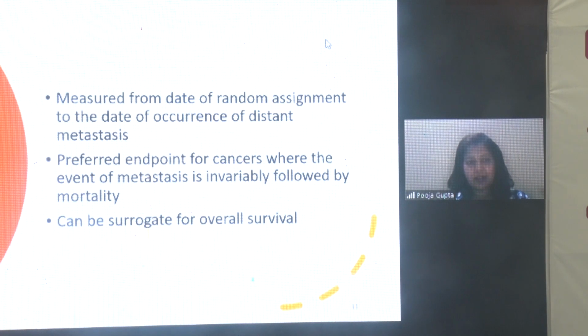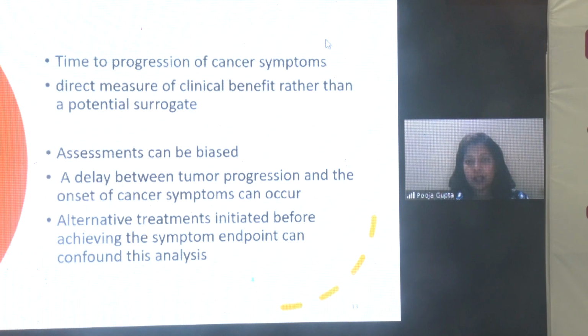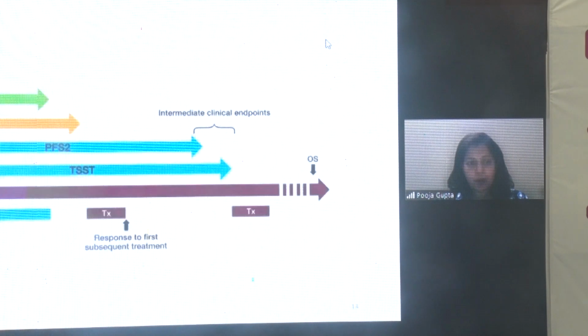Then there are several other endpoints like time to distant metastasis, time to first subsequent therapy, time to next therapy, and so on, which are being explored, but all of these are more likely to be secondary endpoints rather than the primary endpoint. Then we also have endpoints involving symptom assessment. These are not very frequently preferred, but based on the time to progression of a cancer symptom, it could be used as a clinical measure of clinical benefit. However, the assessment is biased, and that's why it is not very frequently used, or not preferred overall.